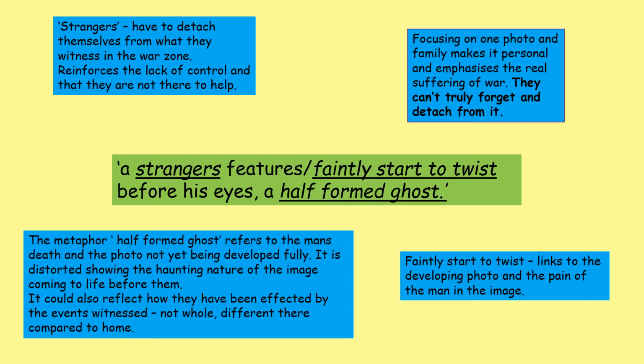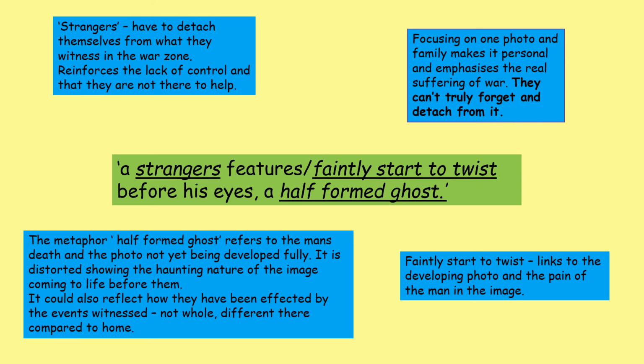You've also got the fact it focuses on one photo of family, making it personal. So although the people are strangers, he's talking about one person in particular and his wife, which brings a personal element into it to emphasise the real suffering that goes on in these war zones, to make people realise that it's happening to families just like them. It's also showing that the war photographer can't truly forget and detach from it once they are home. Although they may be a stranger, it's still very personal in the fact that it could simply be someone happening to them.